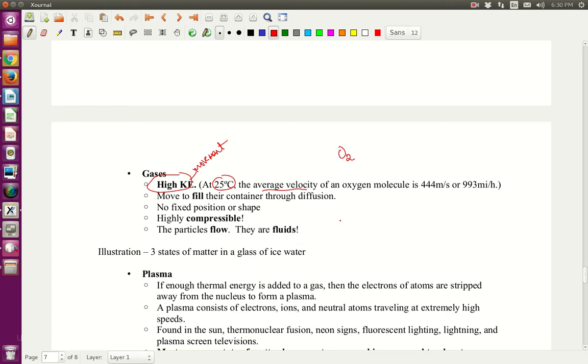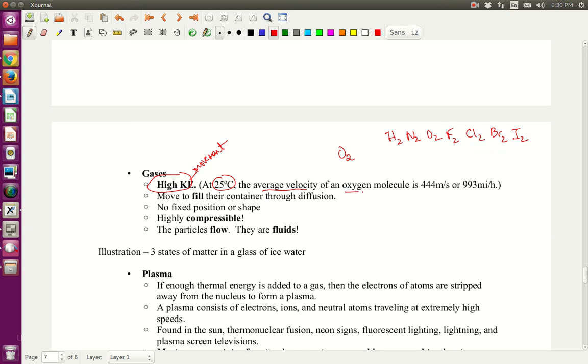What are those diatomic elements again? Hydrogen, nitrogen, oxygen, fluorine, chlorine, bromine, iodine.